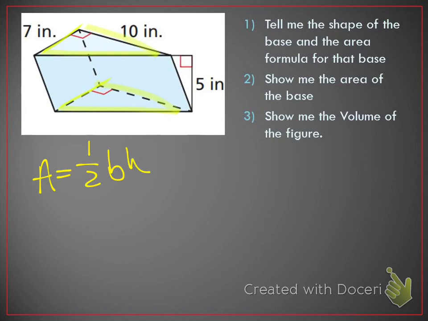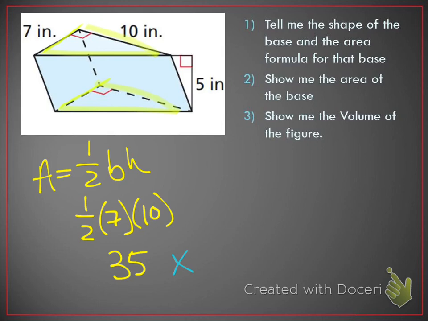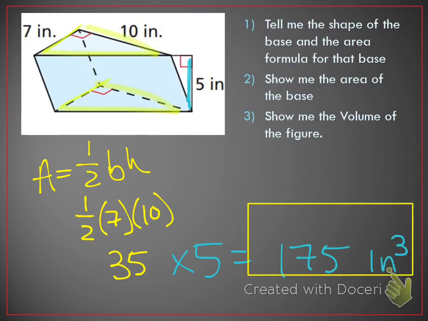1/2 base times height. This is a right triangle, so you want to make sure neither of these lengths that are given are the hypotenuse. Are either of them the hypotenuse? No, so we're doing good. 1/2 times 7 times 10, which is? 35. That is the area of the base. We then multiply it times what pushes the bases apart. How far apart are they? 5. So times 5, which you get 175? Inches cubed.